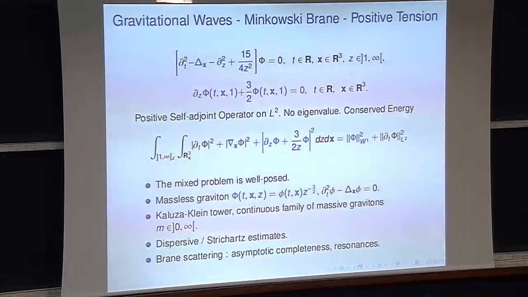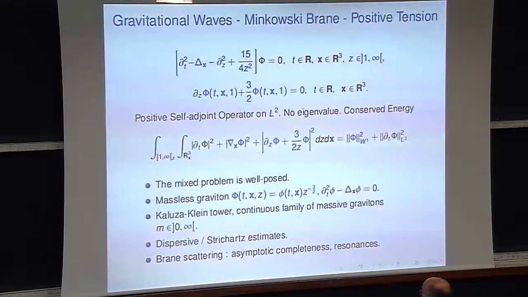We consider the waves, the gravitational waves, which are solutions of this equation. On the Minkowski brane, we have the Robin-like condition. We work in this interval for the fifth dimension. We introduce the usual functional framework based on the energy. And we have all these results. The mixed problem is well posed. We have recovered the massless graviton. We can prove there exists a Kaluza-Klein tower.